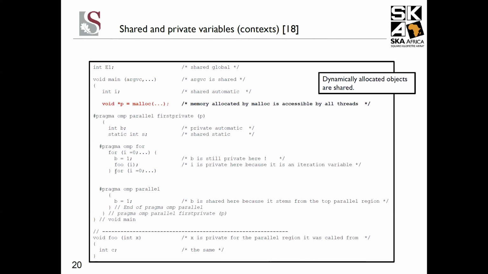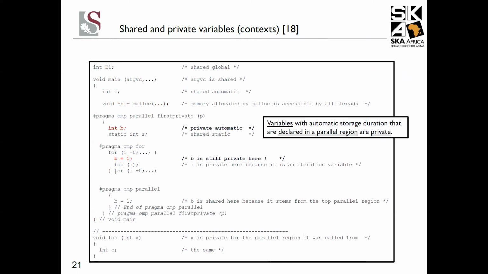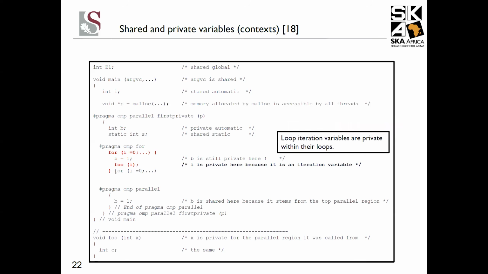This is a dynamically allocated variable, P, and this is also shared. Now we're inside of the parallel region. So the variable B becomes private, because variables with automatic storage duration that are declared inside of a parallel region are automatically cast as being private. So that is it. Each thread has its own copy of B. I is a loop iteration variable, and this is private by default.